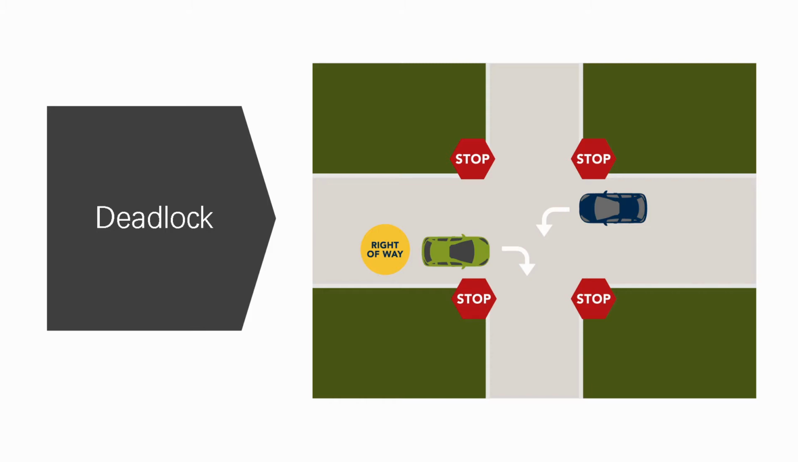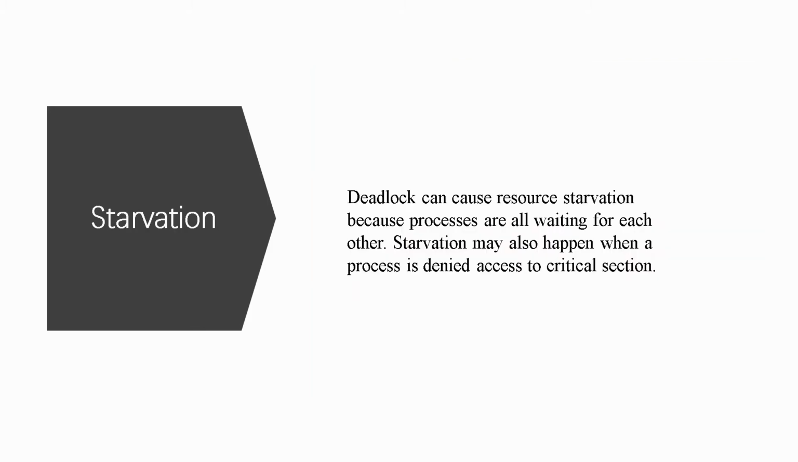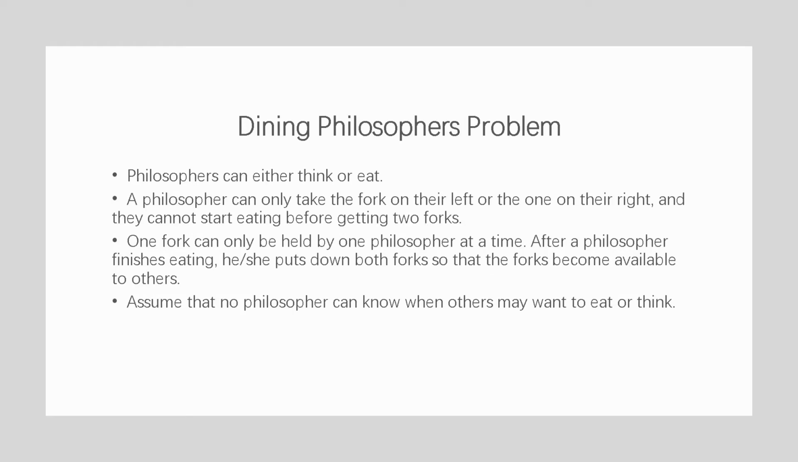Deadlock can cause resource starvation because processes are all waiting for each other. Starvation may also happen when a process is denied access to a critical section. We will be discussing how to prevent deadlock and resource starvation in our detailed solution. Now we have our full design specification. We can start our design.